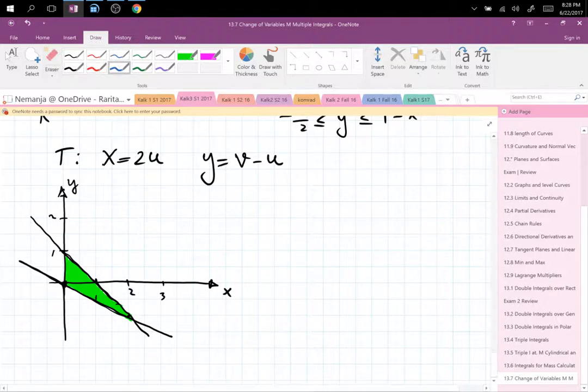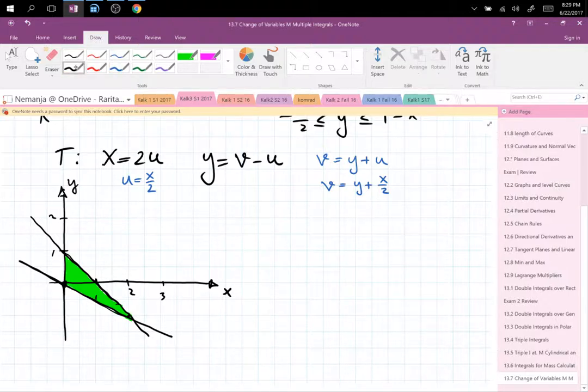All right, in blue, u equals x over 2, just in case if we need this stuff. And then v equals y plus u, so v is equal to y plus x over 2. So just in case, we'll have these as well ready.